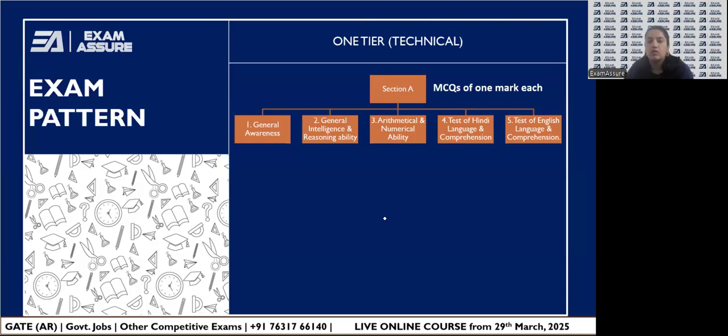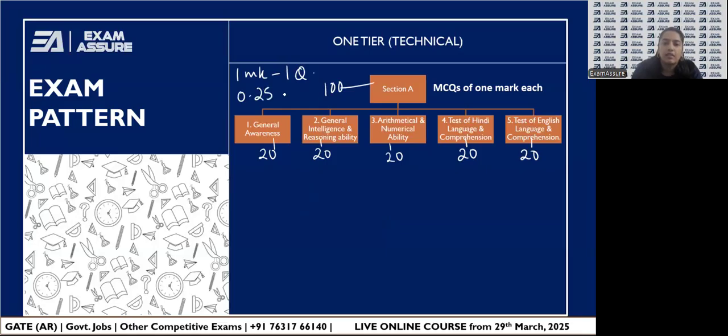All of these questions are going to be in an MCQ format, and each of these 5 subsections under Section A comprises 20 marks each. So that makes it a total of 100 marks for Section A. And likewise, here you have 1 mark for 1 question with a 0.25 mark of negative marking for every wrong answer.